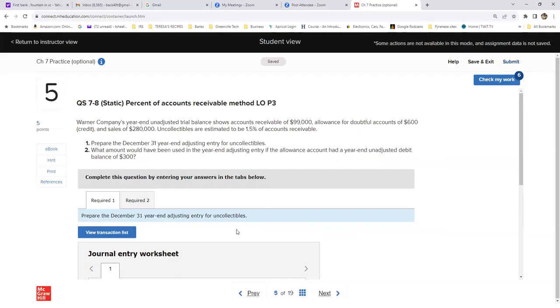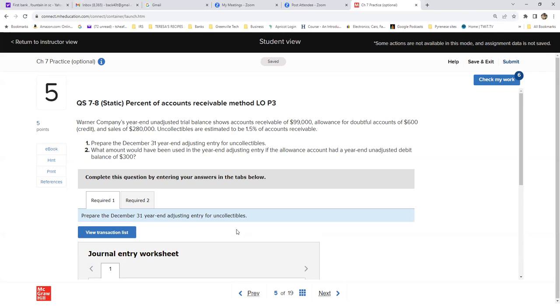Okay, next, the percent of accounts receivable method. Now the fun begins. Werner Company's year-end unadjusted trial balance shows accounts receivable of $99,000, the allowance for doubtful accounts of $600 credit, which means that's the balance it has coming into the year. We get to use that in the next year if it's not used up. And then we had sales of $280,000. Collectibles are estimated to be 1.5% of accounts receivable. This is the accounts receivable method.